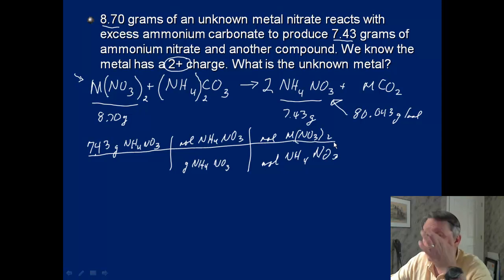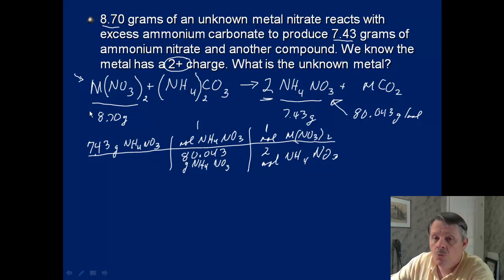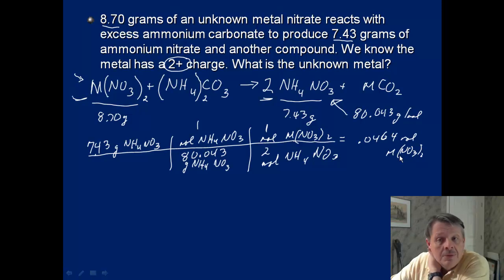Right. So what information do I know? Well, I know that 1 mole of ammonium nitrate weighs 80.043 grams, and I know that for every 2 moles of ammonium nitrate, I produce 1 mole of my metal nitrate. Now, if I do that math, I come up with 0.046464 moles of my metal nitrate. All right. Well, remember what to do next. Pause the video, see if you can do it.